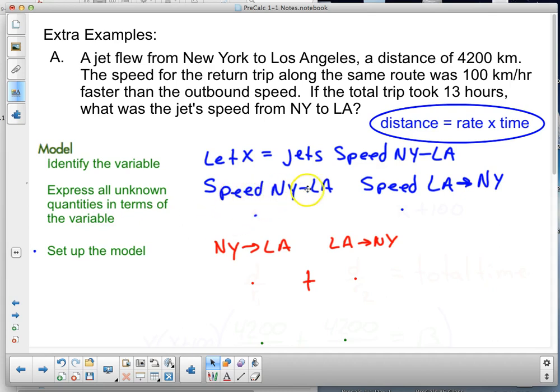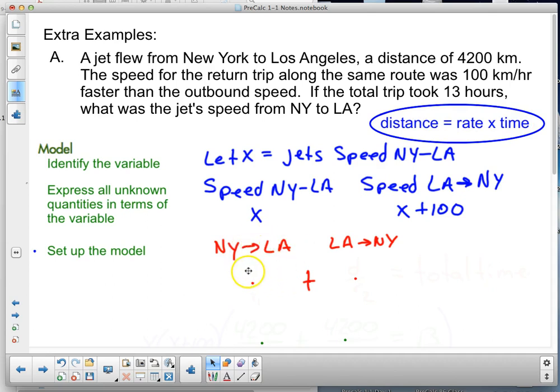Okay. Well, I've got a speed from New York to LA, and we've got the speed from LA to New York. Remember, it was 100 kilometers per hour faster. So I have to keep in mind that distance equals rate times time. And I'm really talking about time here because my total trip was 13 hours. So in order to get my time, I have to take distance and divide by my rate. So time is distance divided by rate.